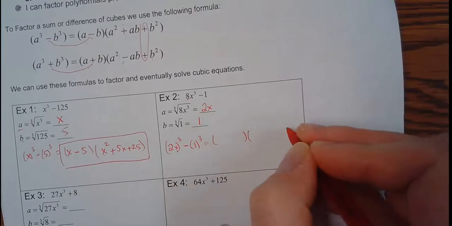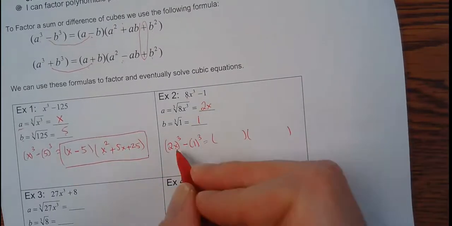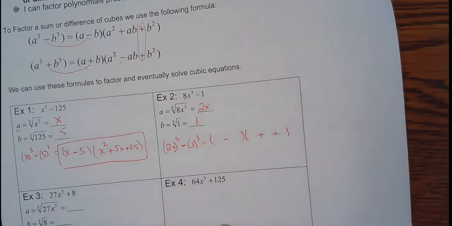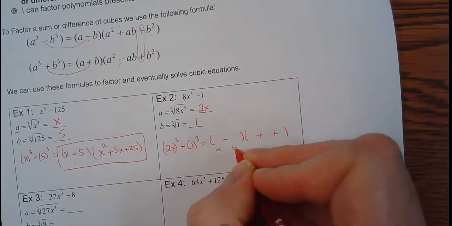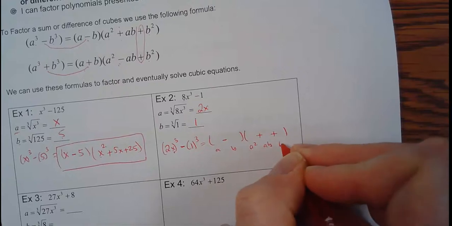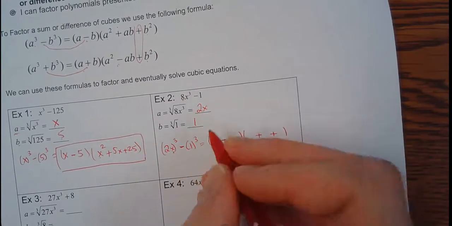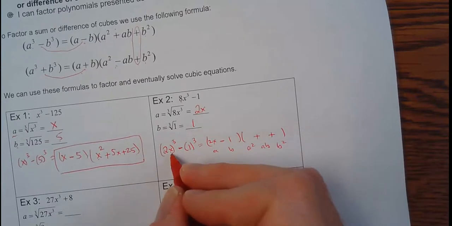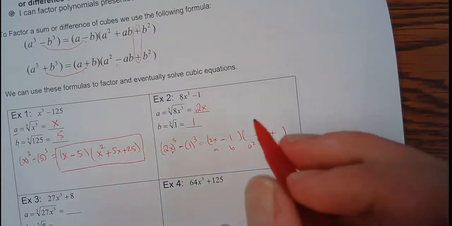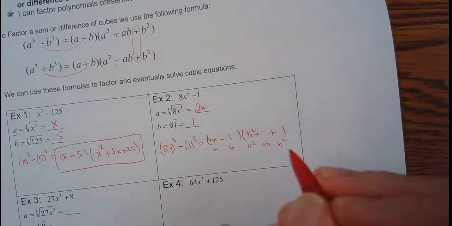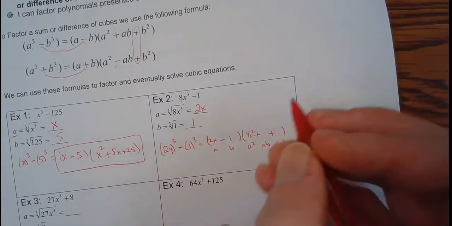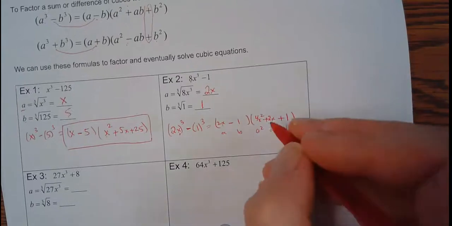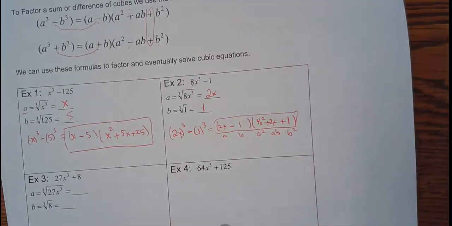So parentheses, little gap, big gap, fill in the signs. If this is a minus, it goes minus, plus, plus, and then fill stuff in. So it's A, B, A squared, AB, B squared. A is 2x, B is 1. A squared, so the entire 2x squared, 2x times 2x would be 4x squared. AB, so 1 times 2x is 2x, and then B squared is 1. And that's your answer. It cannot go further. Nothing else can be done.